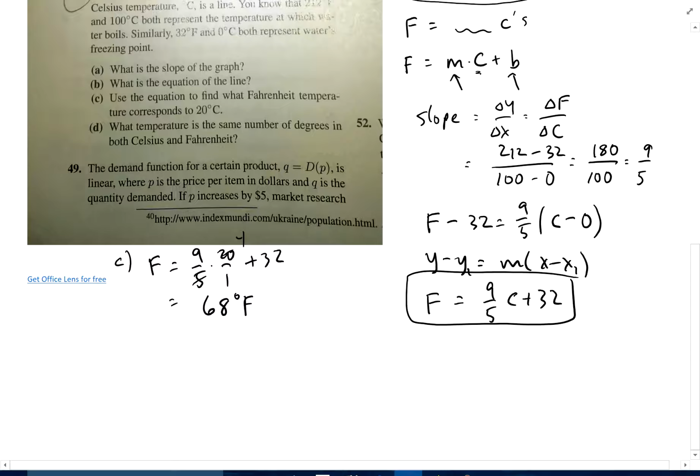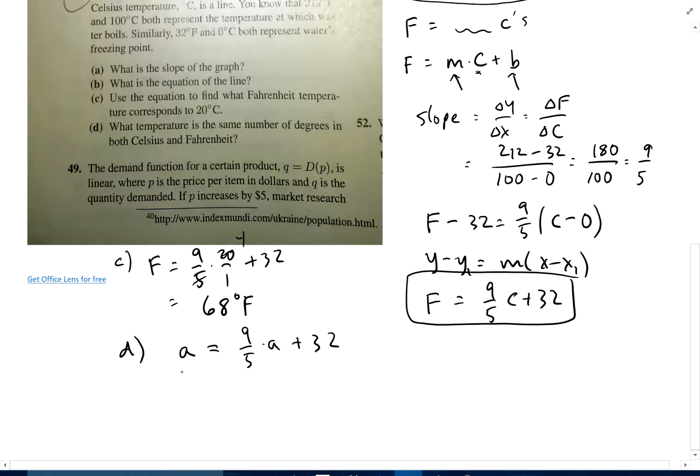And what temperature is the same number of degrees in both Celsius and Fahrenheit? Ooh, that's a good question. When are these two equal? Instead of using a C or F, let's just use a different letter. Let's say A. When is A degrees Fahrenheit equal to 9/5 times A degrees Celsius? And we'll solve this for A.